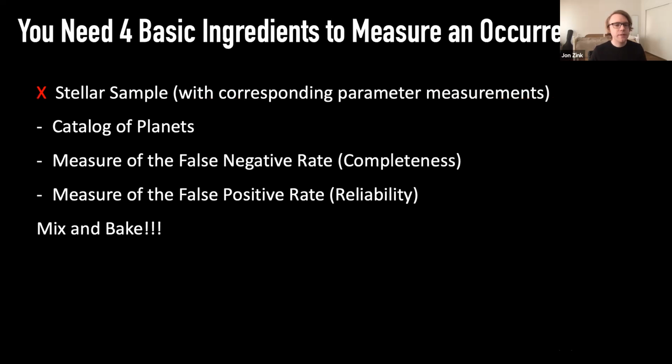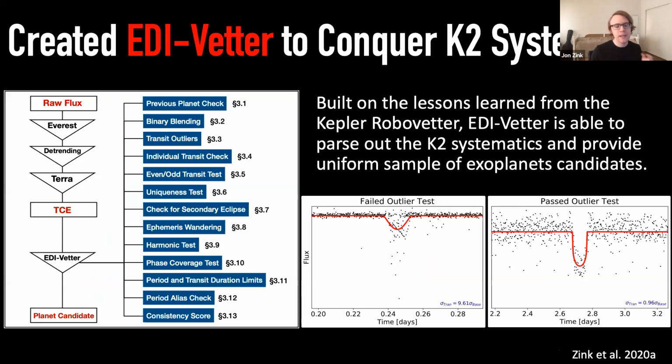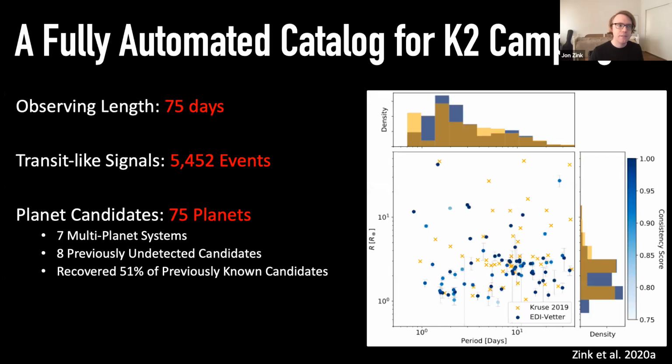Okay, so we have a stellar sample, we need a catalog of planets, and this is where some of the work I did comes in. I created this thing called EDI-Vetter, and basically it takes all these unique transit signals and vets them, accounting for all the K2 systematics. It's really built on a lot of what was done with the Kepler RoboVetter, but it's really cool. It's a great program. And we ran this on a test sample on C5, the Campaign 5 K2 mission.